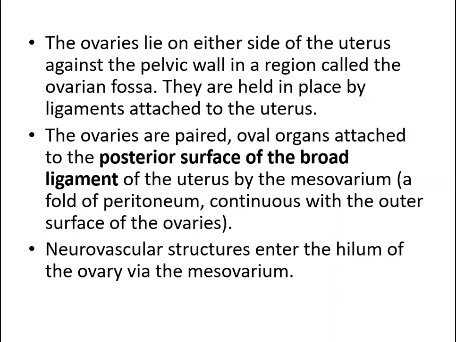The ovaries are paired oval organs attached to the posterior surface of the broad ligaments of the uterus by the mesovarium. What is it? It is a fold of peritoneum that continues with the outer surface of the ovaries. Neurovascular structures enter the hilum of the ovary via the mesovarium. These are the supportive structures of the ovary: the region called the ovarian fossa, and the ligaments also help attach the ovary to its proper place.